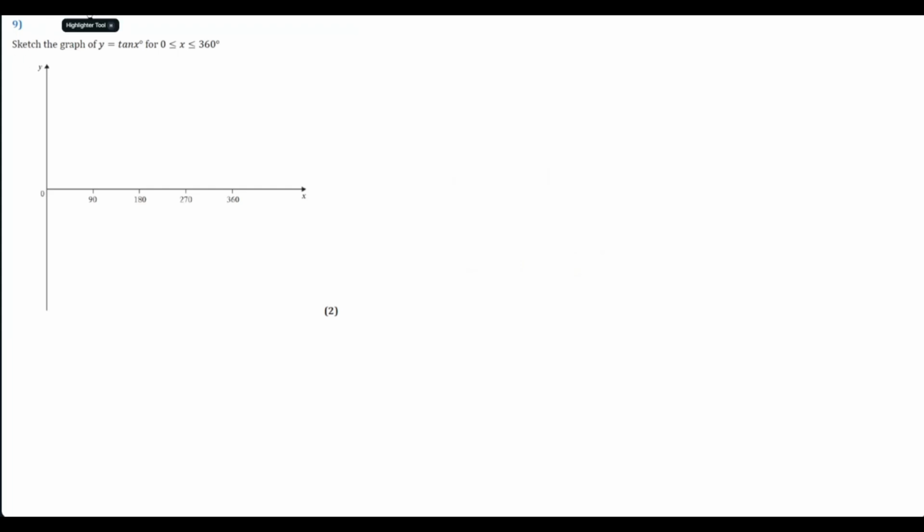Question number 9. Sketch the graph of y equals tan x between 0 and 360 degrees. This graph is the one that causes people the most trouble because it can be a little bit awkward to sketch. But as a rough idea, this is what it would look like. We have a single wave coming up, then we have what we call an asymptote, and then we have another double wave, then another asymptote, and then a singular wave at the bottom.